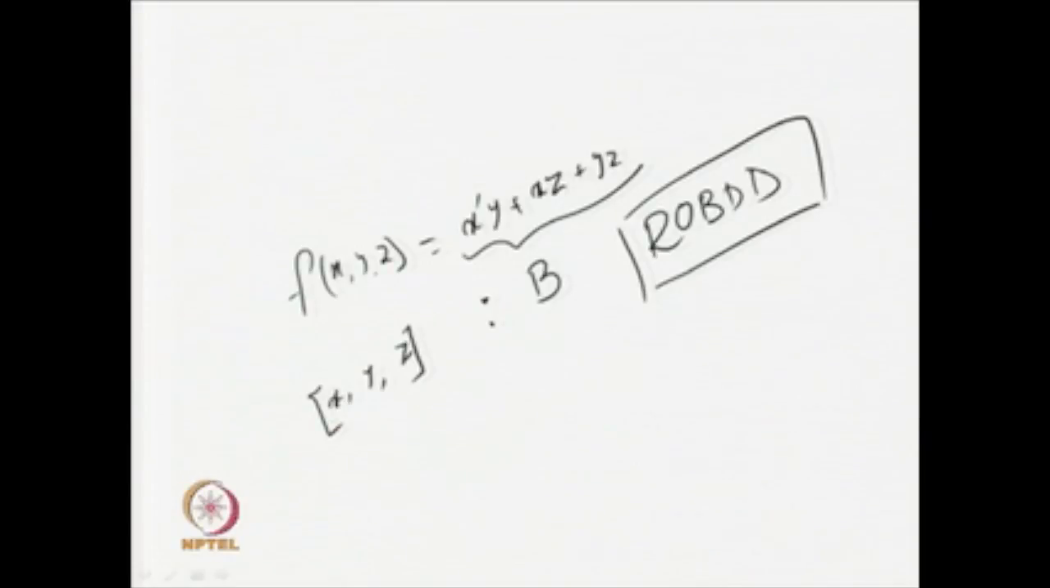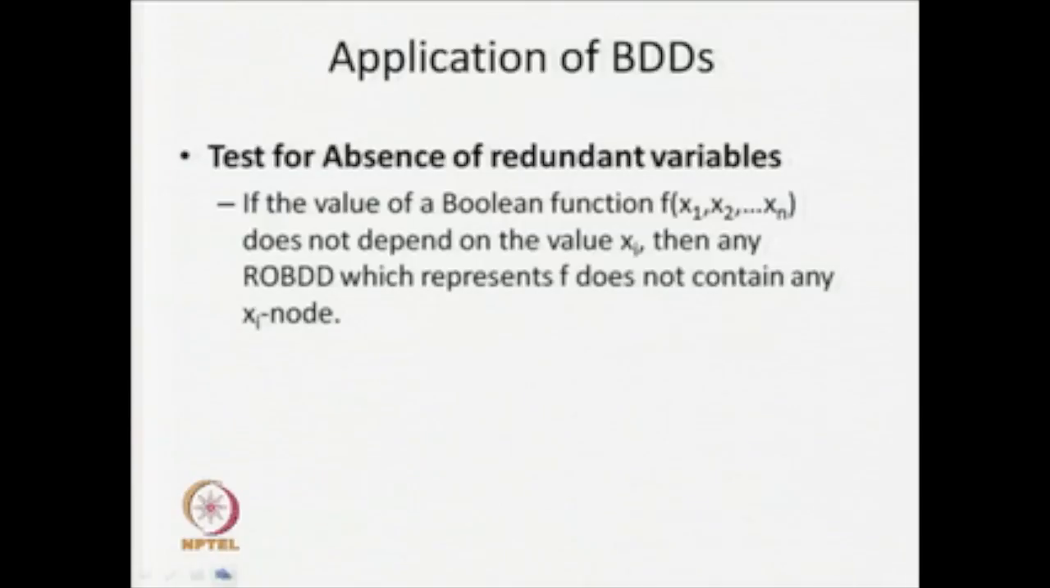Now, once we have this ROBDD representation of the Boolean function, what can we do? Already we have mentioned that in most cases we get a compact representation of our Boolean function, and after that we can do some operations and manipulations on those BDDs also. So, for any function we have the BDD representation, and this BDD representation helps us take some decisions very quickly. So, what are those decisions?